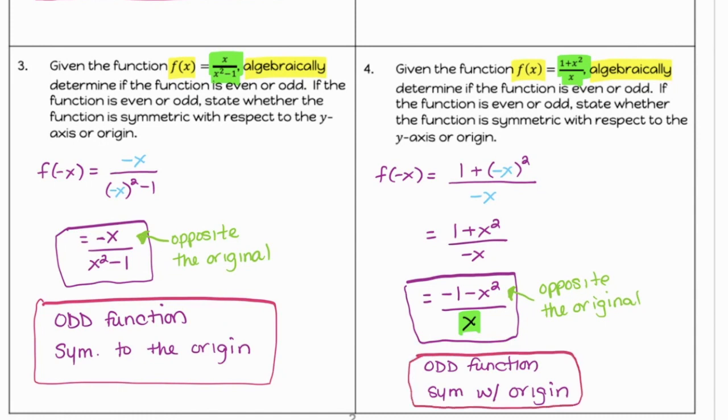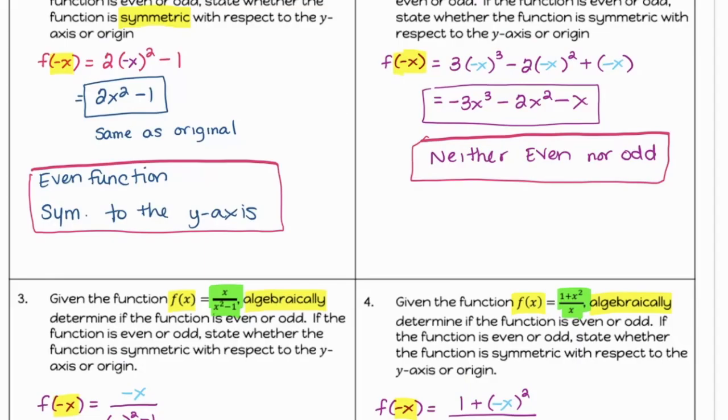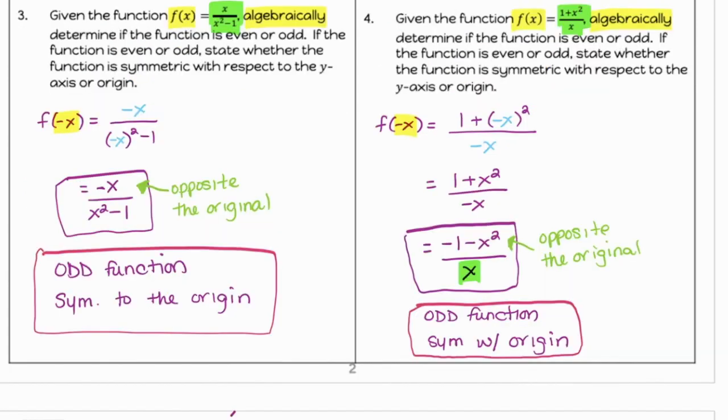So for our algebraic test, what we are always doing is inputting f of negative x. If I come out with the original function, that means it's even. If I can see that what I got is completely opposite the original function, that means it's an odd function.